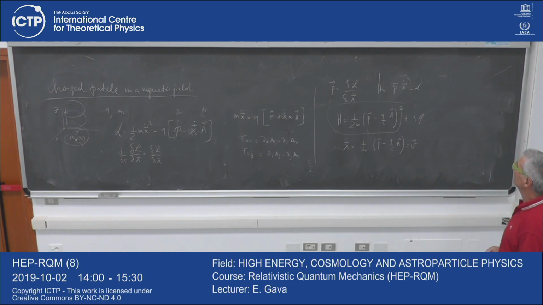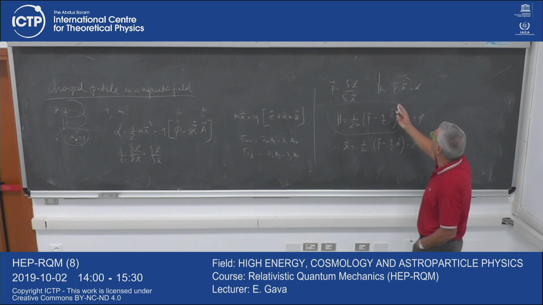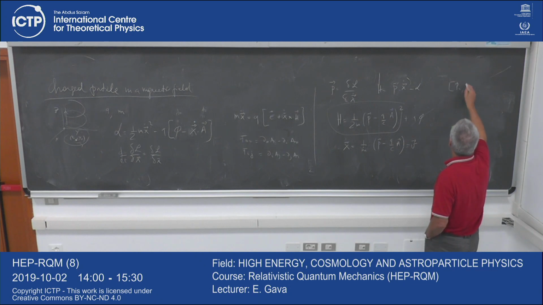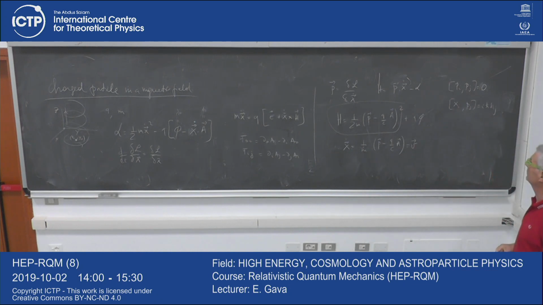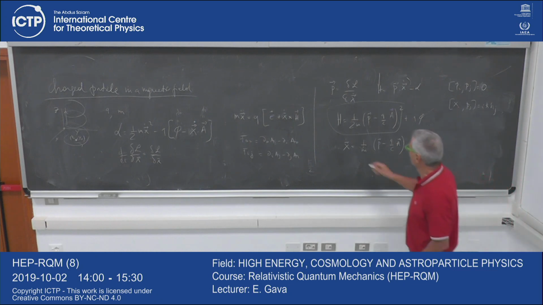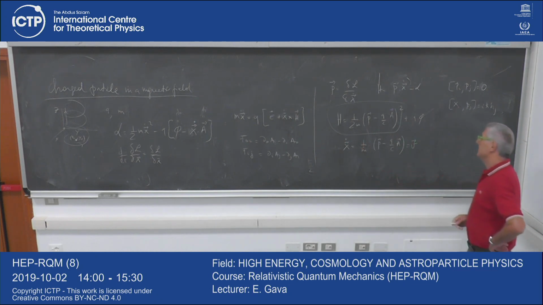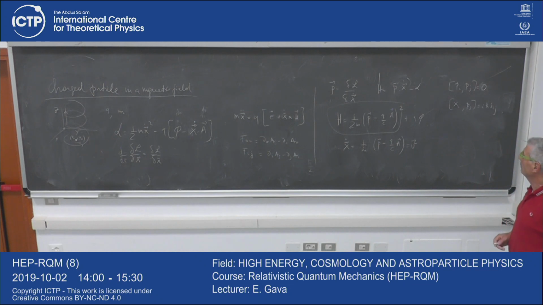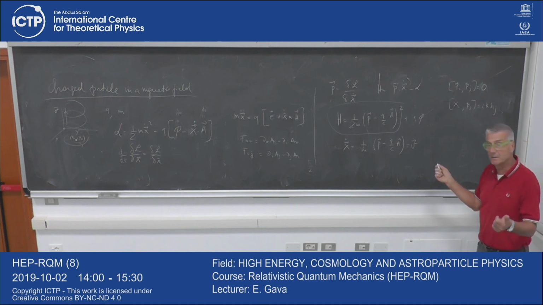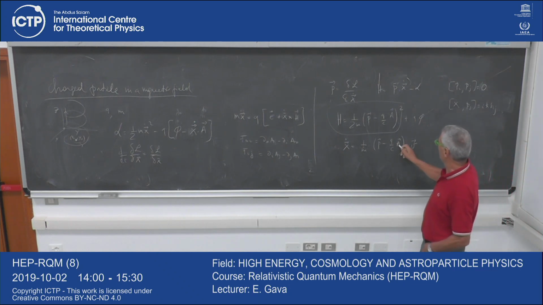Now the commutation relations. Let's go to the quantum case. The commutation relation among the p's, of course, is [p_i, p_j] equals 0, and then [x_i, p_j] is i h bar delta_ij. These are the usual commutation relations. But you see that the velocities in two different directions don't commute, in general, because of this term.